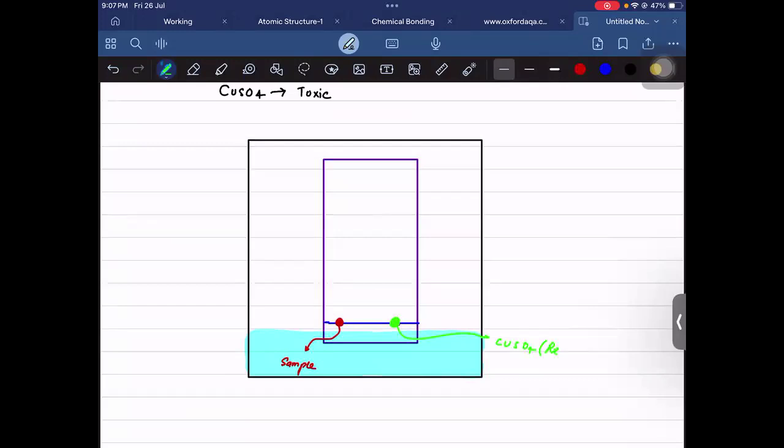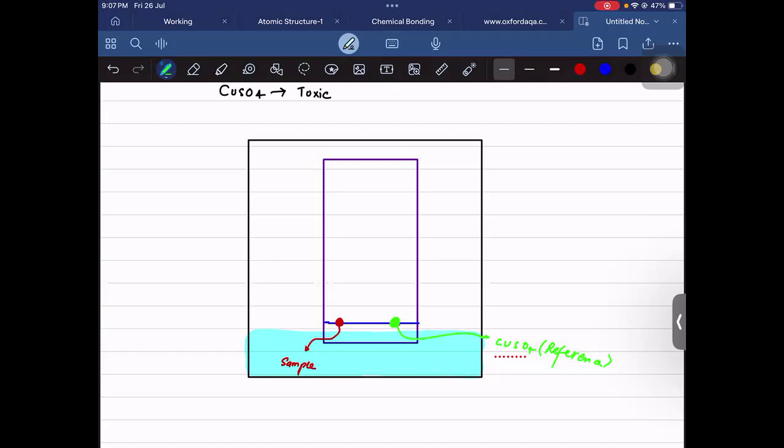Are you saying, sir, that if during the chromatography process they are shown to have the same substances in them, it would prove yes? Exactly, yes. Basically, you would be calculating RF values. If the two RF values are the same, it means that this is present in your sample. And if the RF values are not the same, it means that this substance, copper sulfate, is not present in our sample.